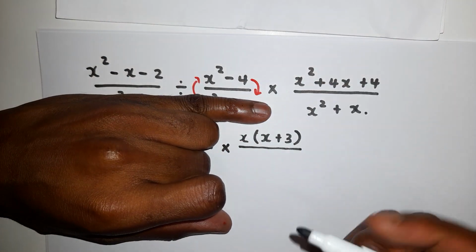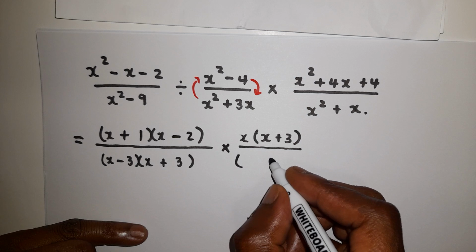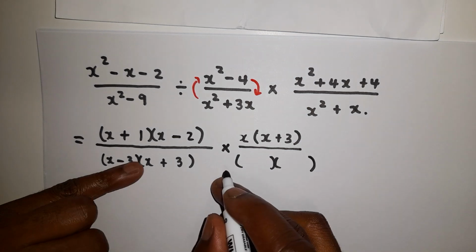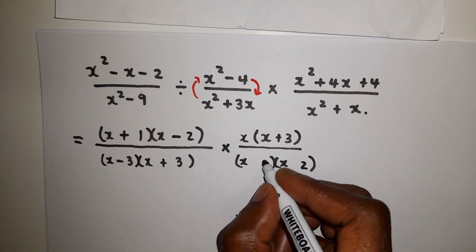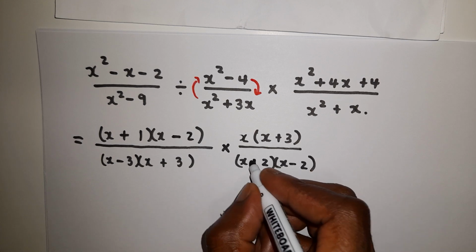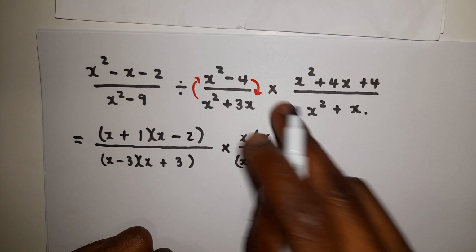This numerator is a difference of two squares. I factorize it exactly the same way as this one. x and x, 2 and 2. One is positive, the other is negative. Then multiply.